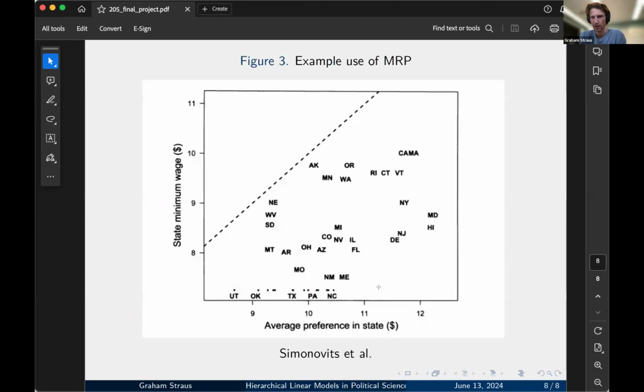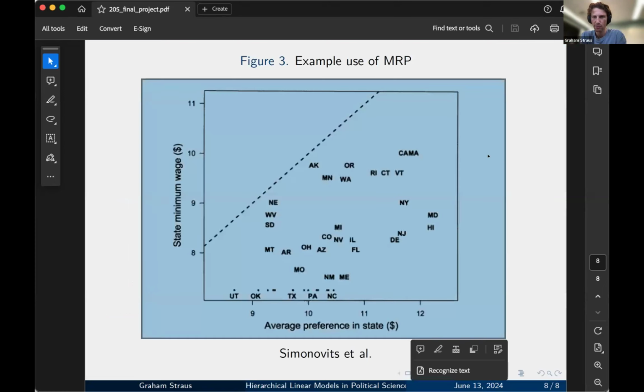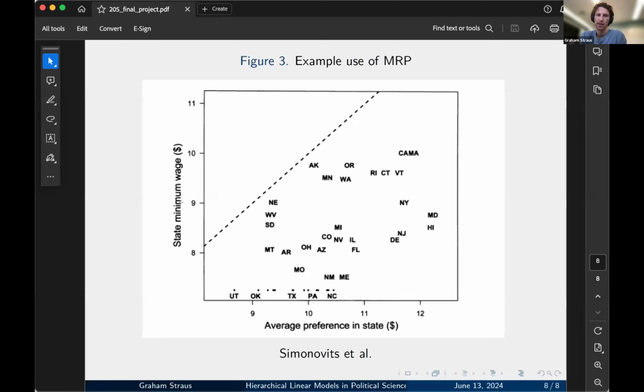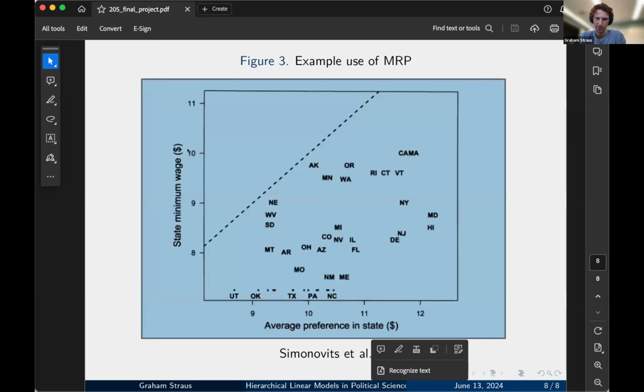Now, here's just a quick example of multi-level regression and post-stratification, where researchers wanted to understand the difference between people's preferences for the minimum wage in a state and then the state's actual minimum wage. So like here, California and Massachusetts want a really high minimum wage, and they have a high minimum wage, but you can see across the board that the preference in California at the time of writing was for a $12 minimum wage, and then the actual state minimum wage was closer to 10.